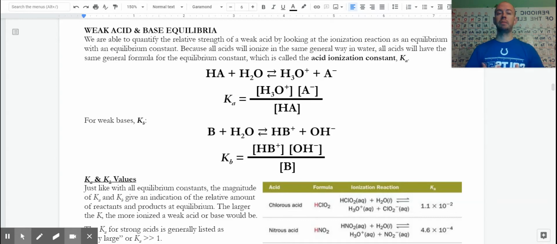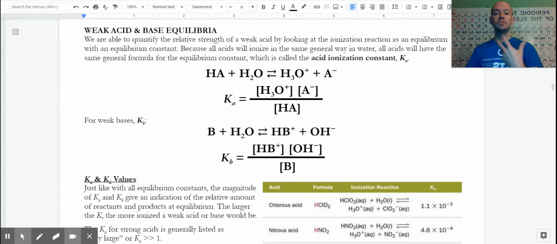And if this is all happening in water, we can set it up as an equilibrium and turn that into a K expression. The general formula for an acid would be a Ka, in which we look at the concentration of the ions over the concentration of the acid. In terms of Kb, it'd be the concentration of the ions over the concentration of the base. Water, being a pure liquid, is left out of that.